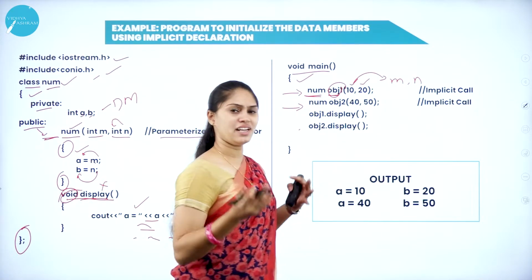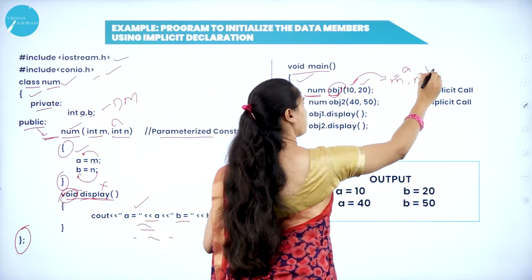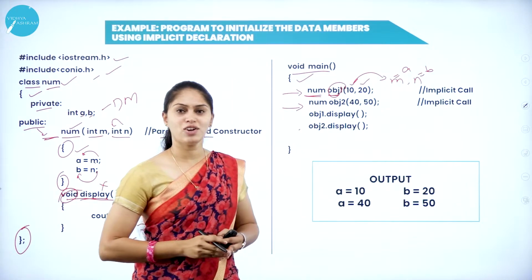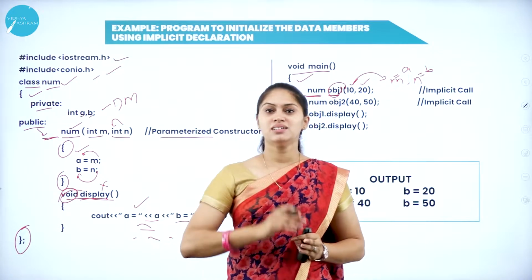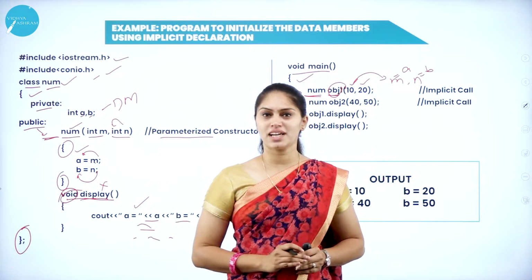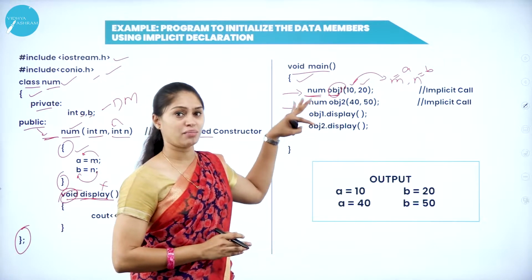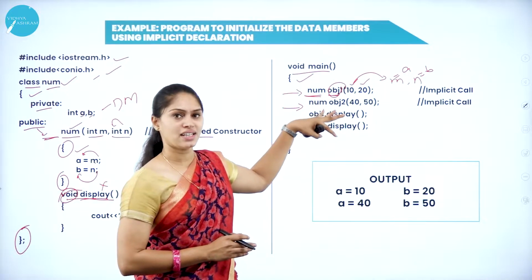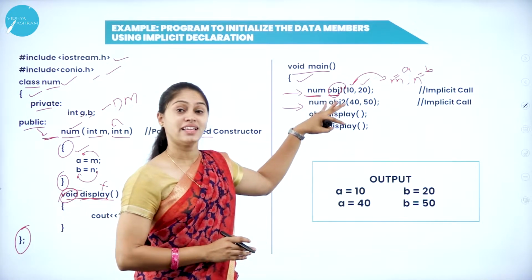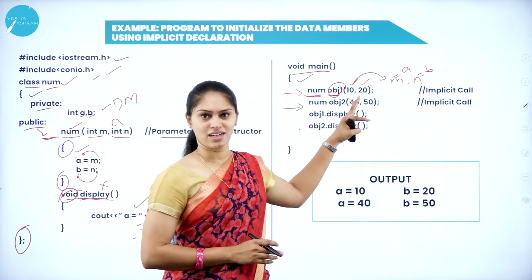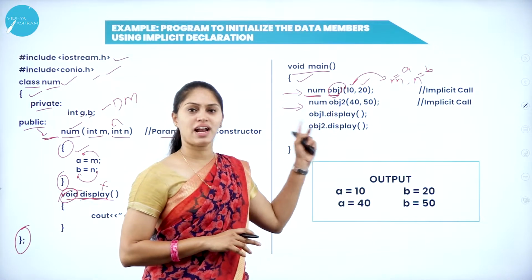So how does it indirectly mean? M is nothing but A, and n is nothing but B. So then what is the value of A and B right now? It will be 10 and 20, which will be stored in the object 1. Okay, so when I am creating that object 1, at that time constructor will be called. Which constructor will be called? That is the parameterized constructor.